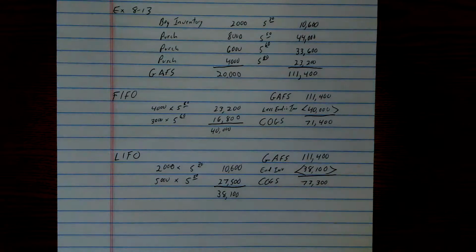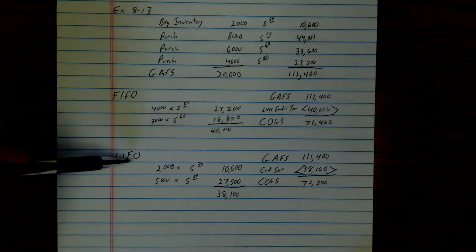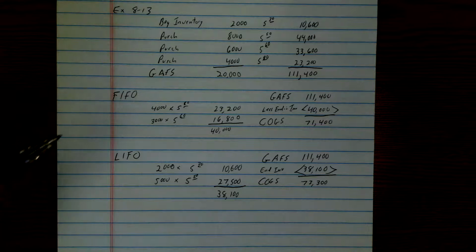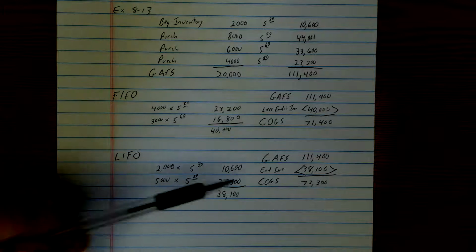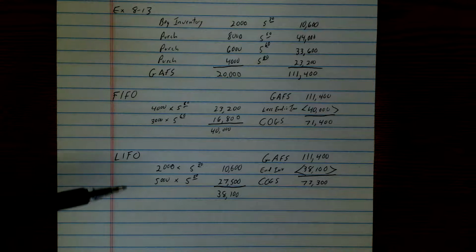And if you'll notice, this is a normal occurrence if prices are rising. Under FIFO, our cost of goods sold will be less, so our income will be greater. Under LIFO, our cost of goods sold will be greater, so our income will be less.